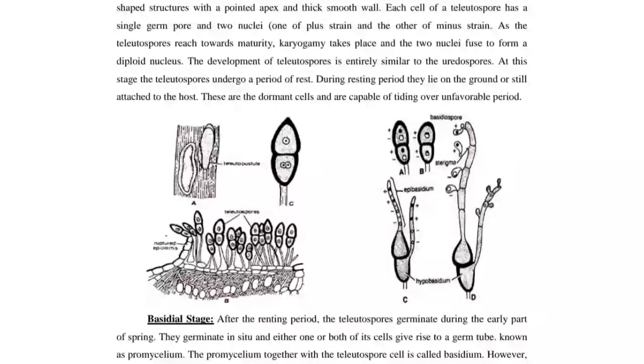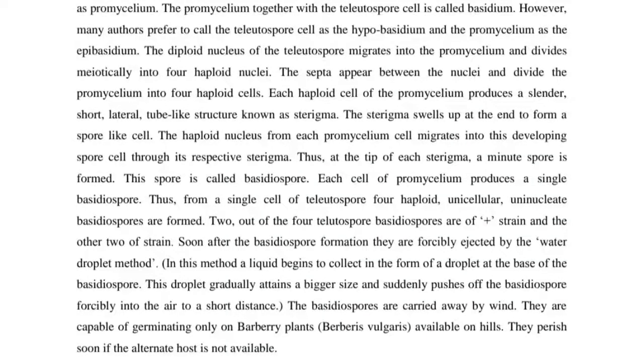promycelium. The promycelium together with the teliospore cell is called the basidium. However, many authors prefer to call the teliospore cell the hypobasidium and the promycelium the epibasidium. The diploid nucleus of the teliospore migrates into the promycelium and divides meiotically into 4 haploid nuclei. The septa appear between the nuclei and divide the promycelium into 4 haploid cells.